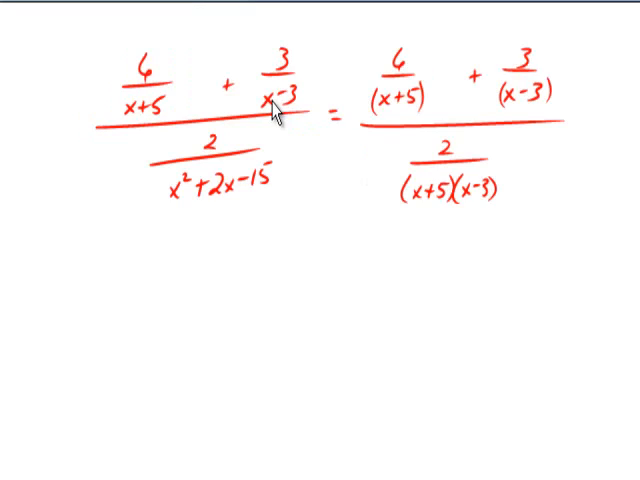So let's multiply the numerator and denominator by the least common denominator, and I'll write it out as distributing it throughout the numerator and denominator. So I'm multiplying x plus 5, x minus 3 times each term in the numerator and the denominator.